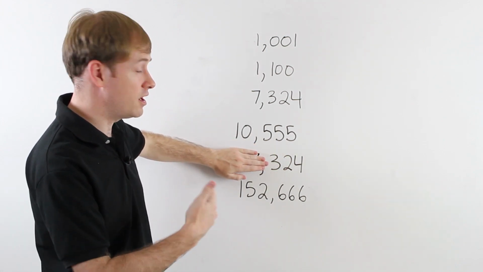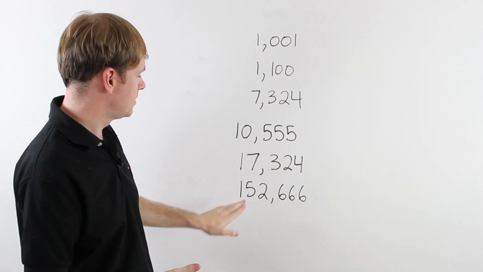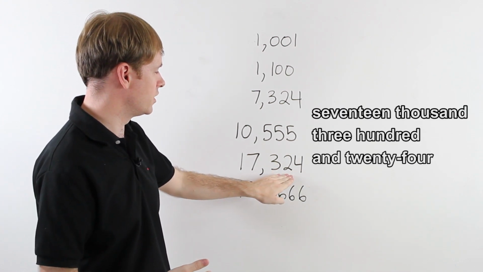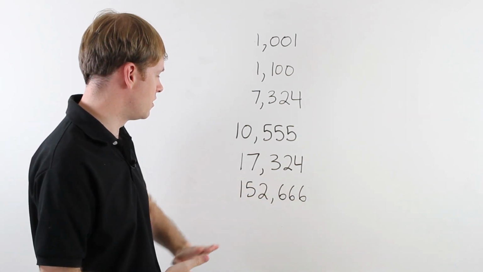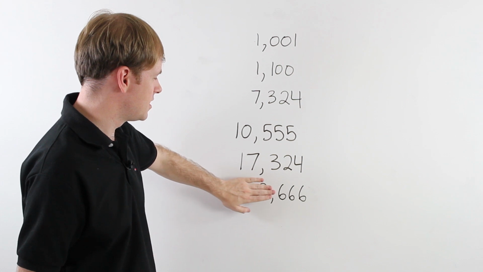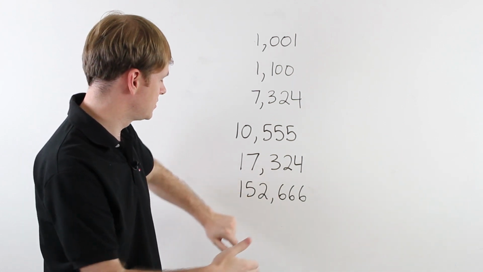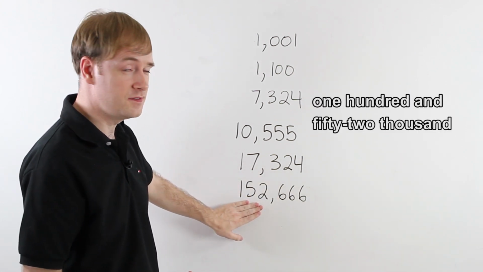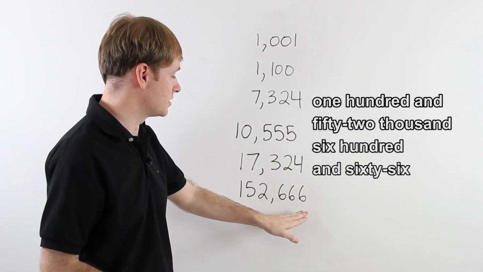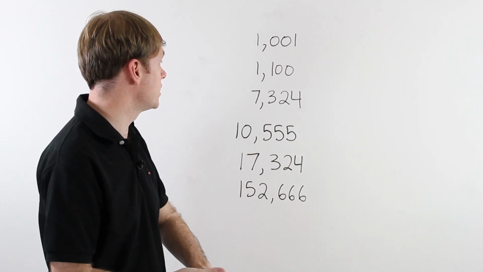424, 324, 17,324. Let's move on. Bigger number here. 666, 666, 152,666. Okay, let's review these numbers again.